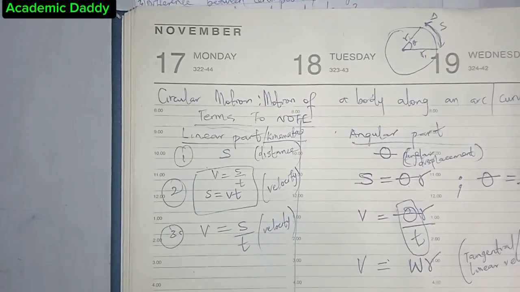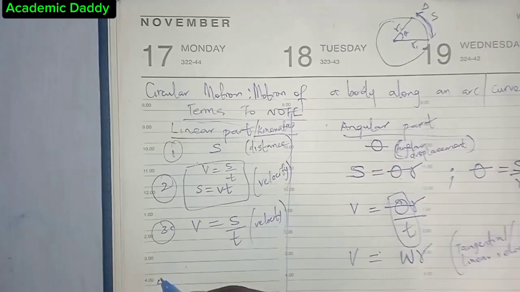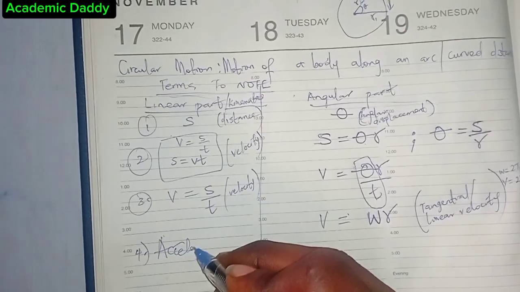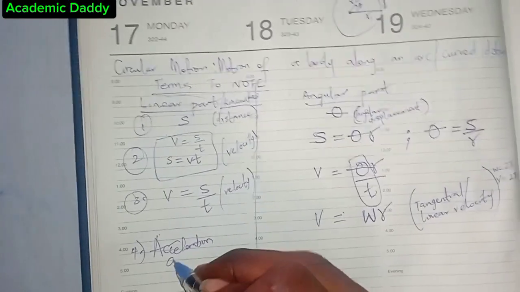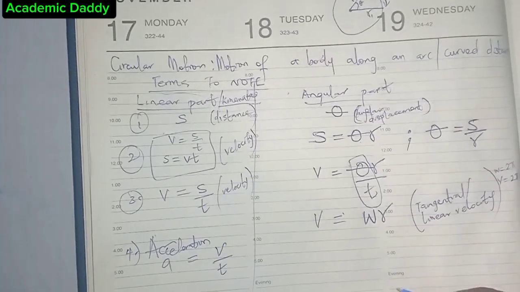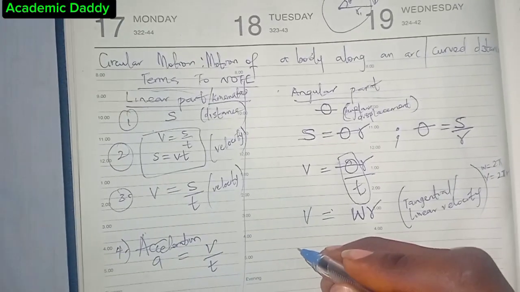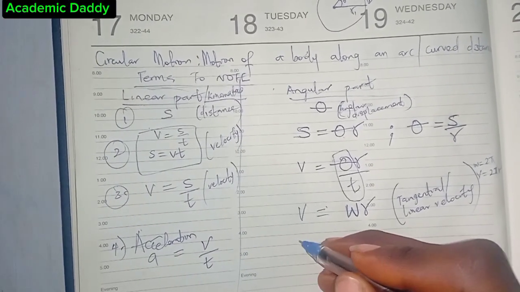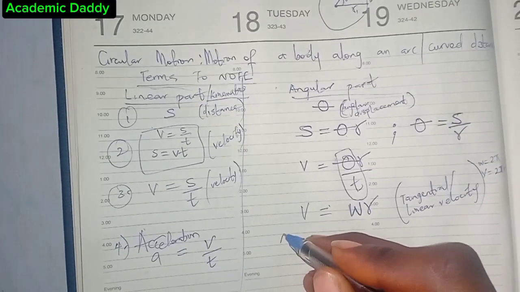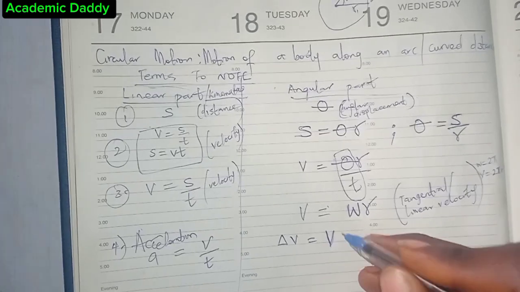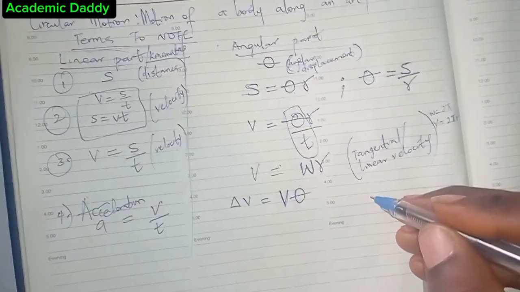Very important to note. The next thing you need to note is number 4, which is acceleration. For acceleration, which is a, according to kinematics, we know that it is v over t. But in circular motion, we don't have velocity to be just v. What we have is that the change in velocity is equal to v theta, v and change in theta. That is something like this.